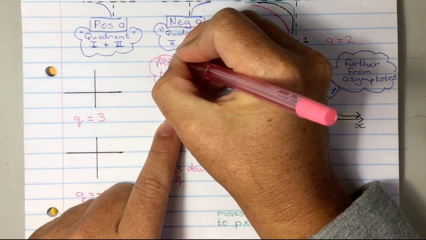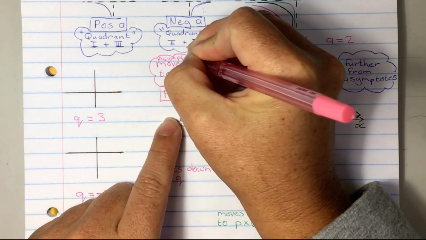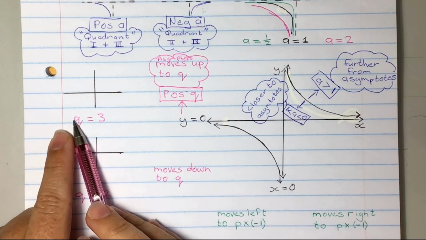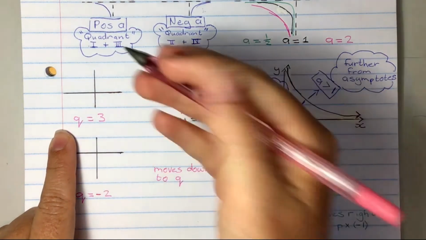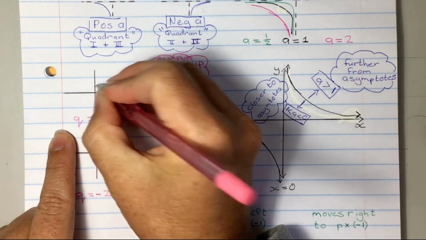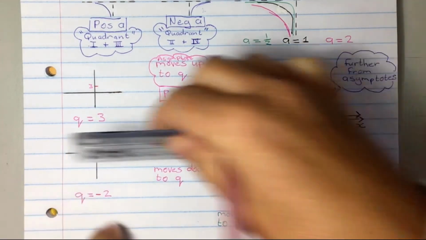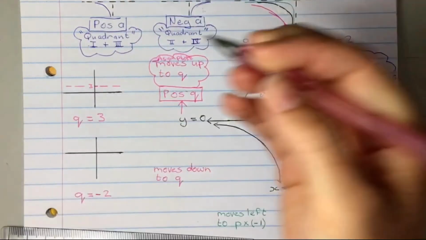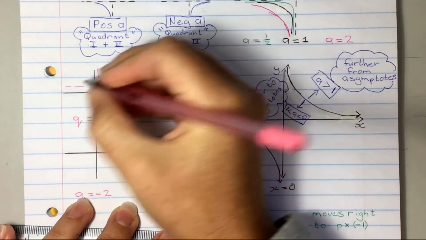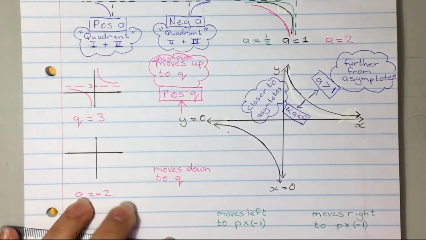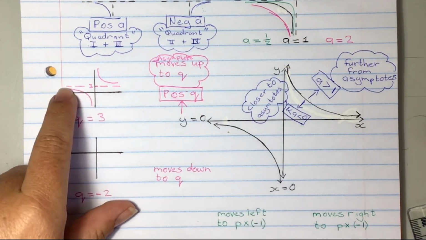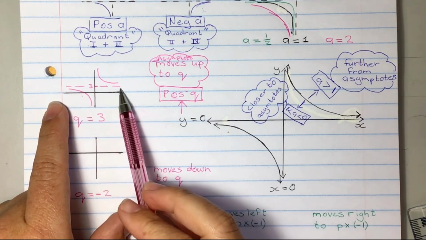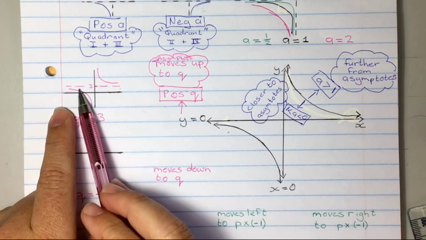The asymptote moves up to Q. For example, here I've got Q equal to positive 3. So let's say positive 3 is over here. My asymptote is going to be over here, and so my graph moves up and I've got my graph sitting there. Now my graph goes through the x-axis because there's no longer an asymptote there, and we will have an x-intercept.